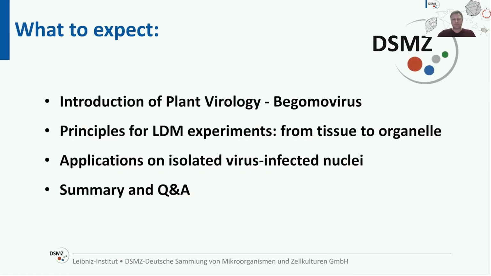So today we're going to walk you through the realm of plant virology, starting with begomoviruses. We'll look into how we use laser dissection microscopy to go from looking at whole tissue to zooming into tiny organelles, like a nucleus. We will explore the practical applications of the laser dissection microscope in analyzing nuclei isolated from virus-infected plant cells, which offer us insight into viral infection mechanisms. And lastly, we wrap up with a summary of our key points and open the floor for any questions you might have.